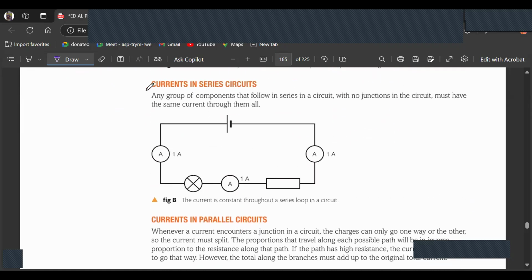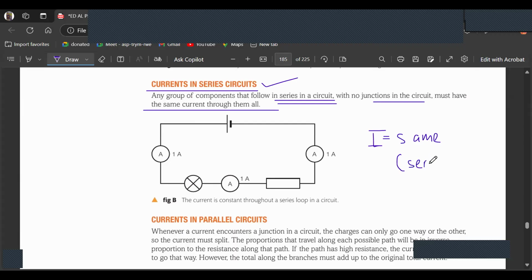So, if we want to talk about how we calculate the current in series circuits, any group of components that follow in a series in a circuit with no junctions must have the same current through them all. So current is always the same when we talk about a series circuit. You will have the same current in all the components if we are talking about a series circuit.